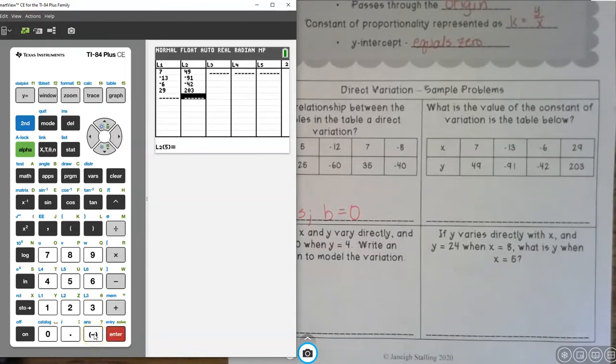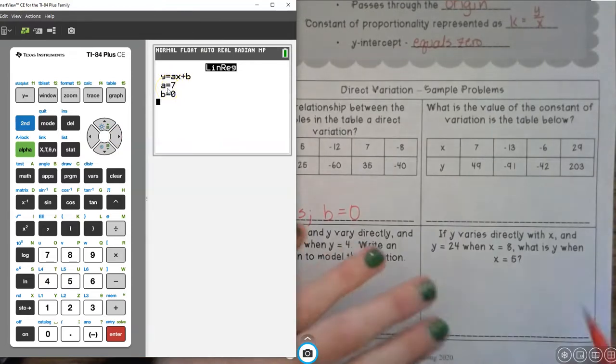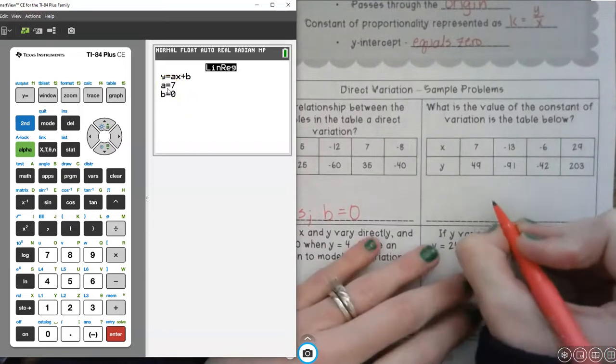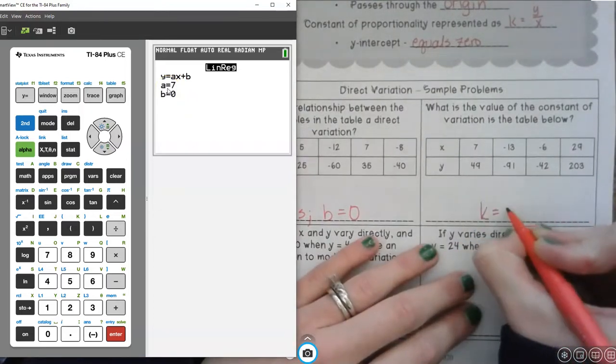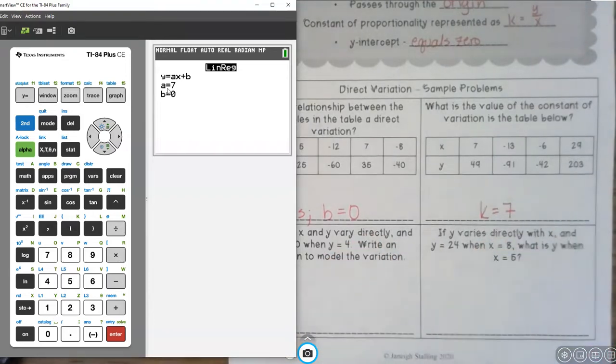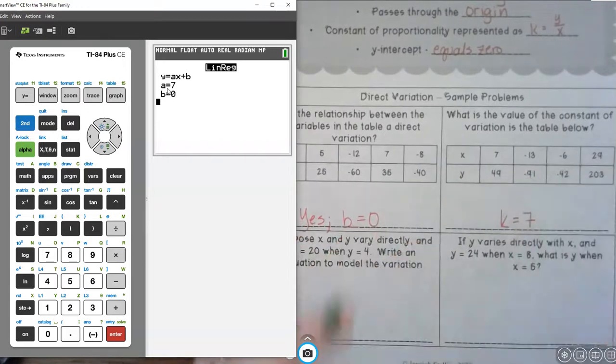And then 203, so linear regression again. All we're looking at here is just the slope, and the slope is represented by an a here. But for direct variation, the constant of variation is the letter k. So k equals 7. The other thing that you can do as well, if you know it's a direct variation, is divide y by x.